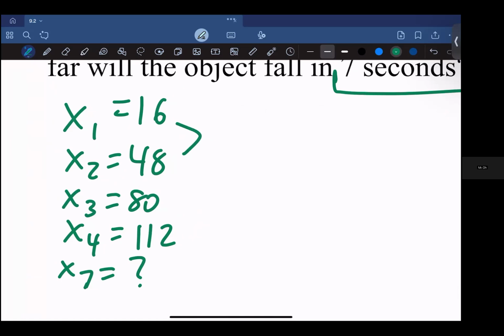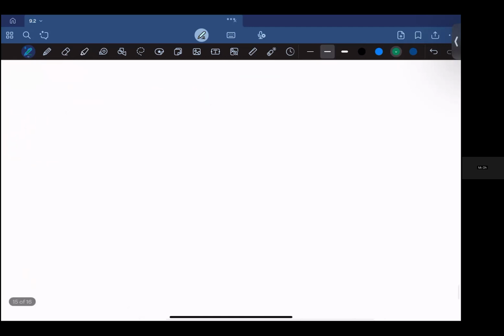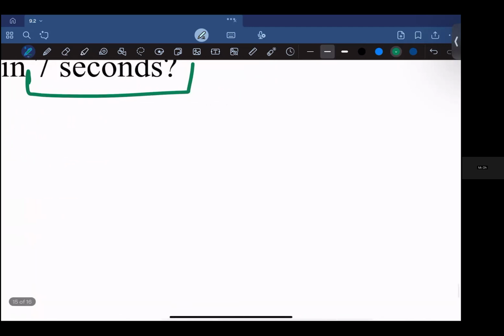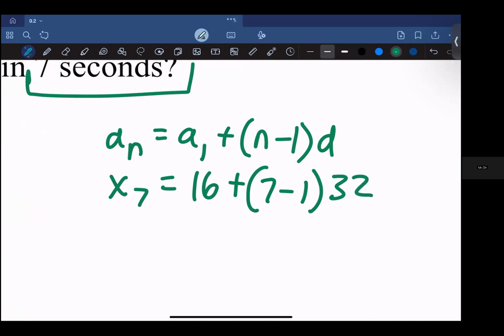All right, so a little detective work. I realized that this is a difference of 32. So we have our A1, and we have 32. So we are good to go to start creating our first sequence equation. A of n is equal to A of 1 plus n minus 1 times d. I'm going to quickly replace these with the x's that we've been using. So x of 7 is equal to 16, that's our A1, or our x1, plus n, when it's 7 seconds, so 7 minus 1 times a common difference of 32.